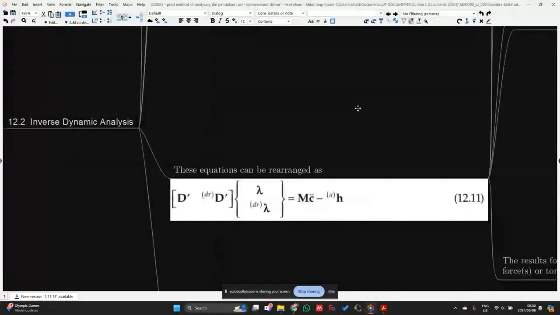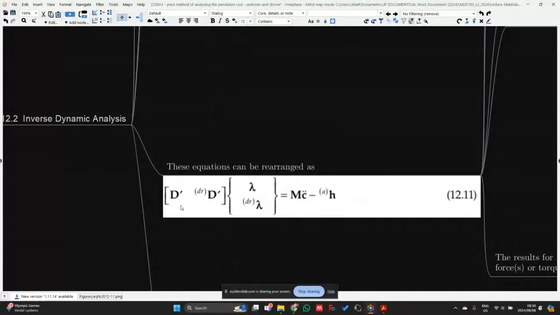Okay. These equations can then be rearranged in this form, so we can combine both the Jacobian matrix and the driver Jacobian matrix over here in a single matrix. And then we multiply that with our Lagrange multiplier vector over here. So over here we also combine the kinematic joint Lagrange multipliers with those of the driver constraints multipliers. And that is then equal to M C double dot minus H A. So we just take that H A over so that we can calculate the applied forces on the right hand side.